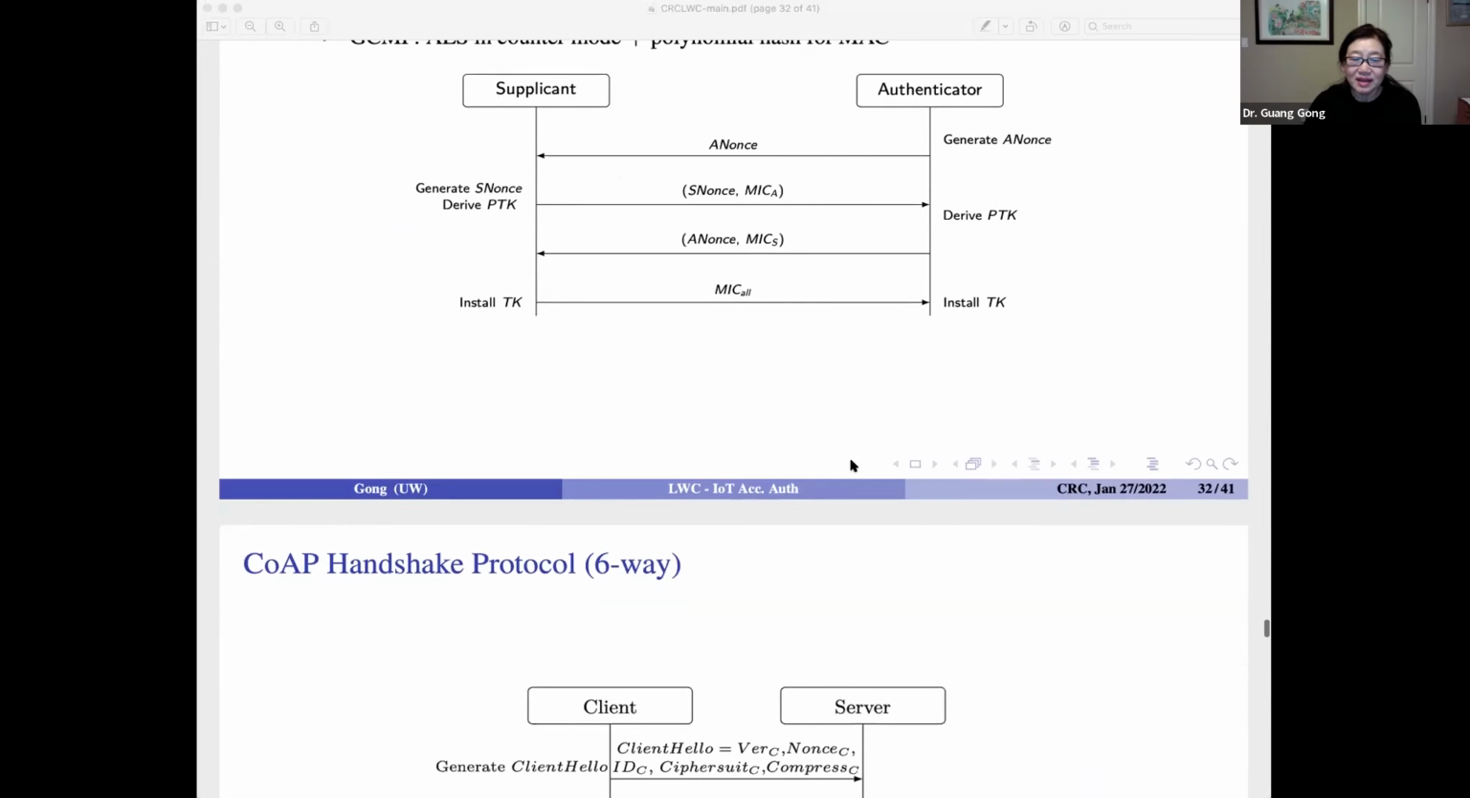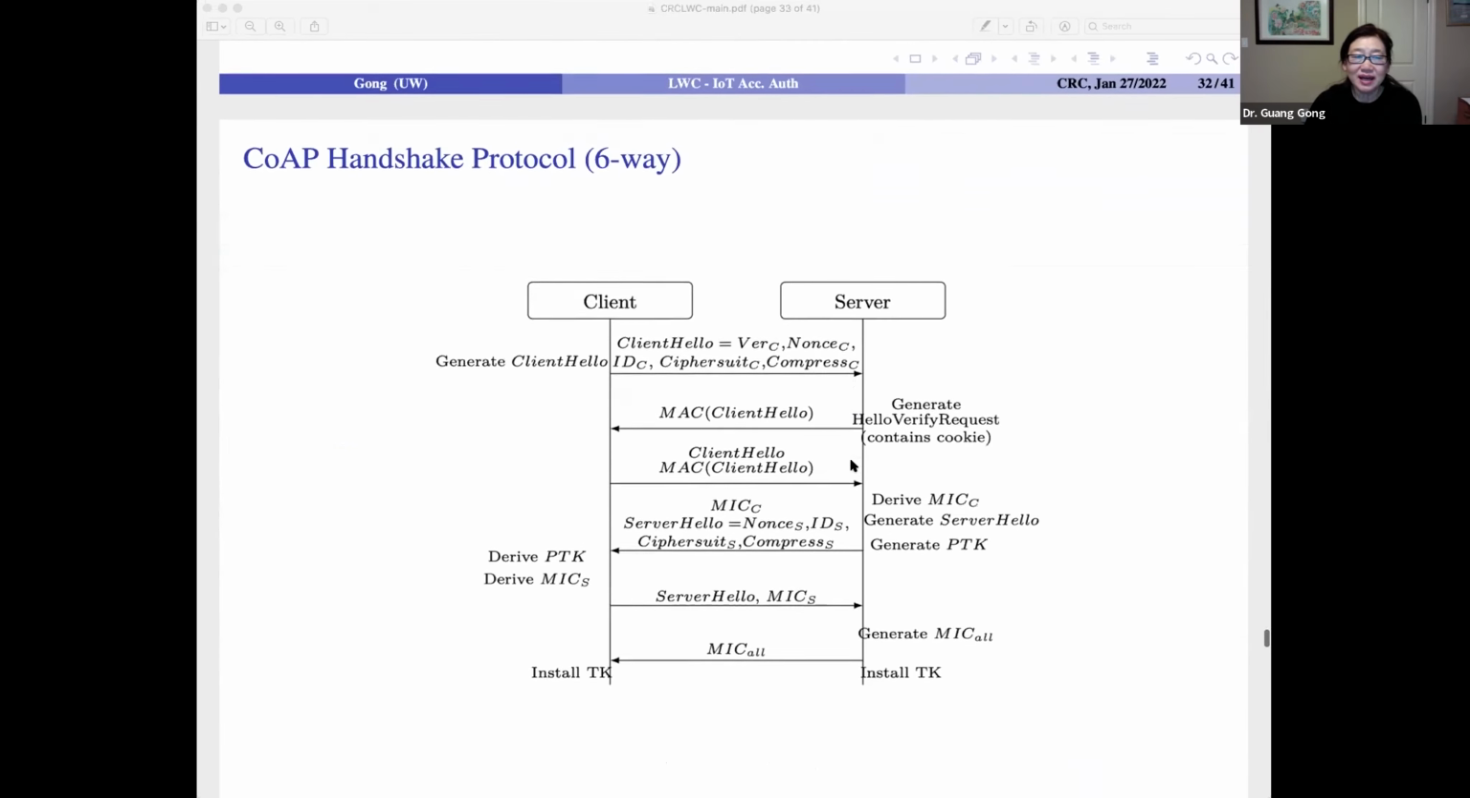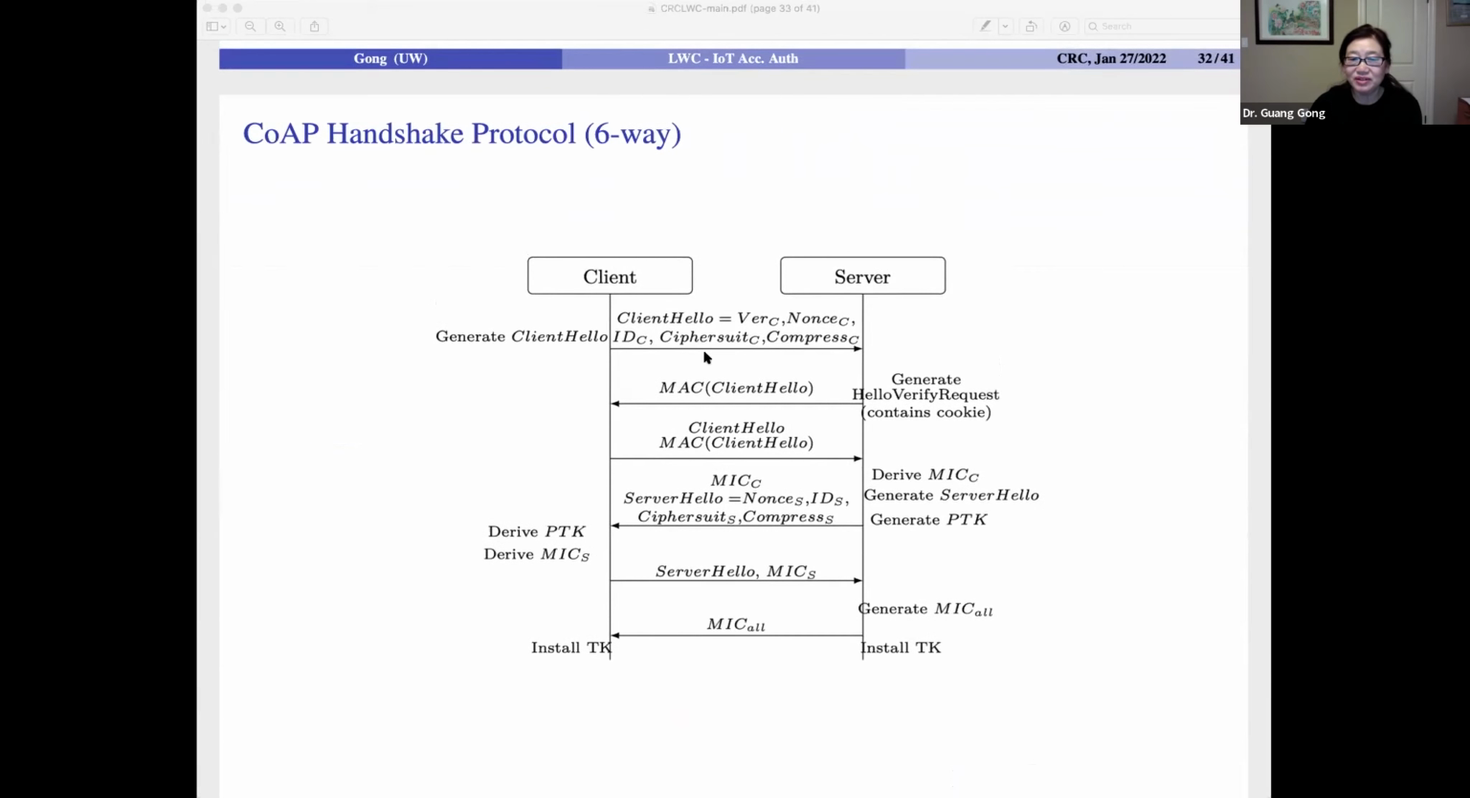Then the second one is the CoAP. As I mentioned, this is the TLS. However, it's a datagram TLS, so it's simplified. They have 6 rounds, basically 3 handshakings. After that, they also have a shared key installed. This is because for the TLS, you could have Diffie-Hellman, RSA, and also symmetric key-based authentication. So here it is a symmetric key-based authentication.